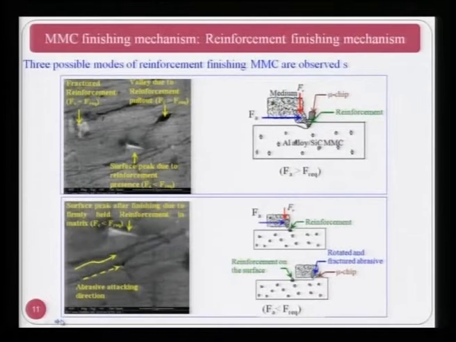There are three possible modes of reinforcement finishing of metal matrix composites that are observed during the finishing operation, and they are shown here with the help of schematic diagrams. You can see here that Fa is greater than the required force, and you can see clearly that material is being removed in the form of the microchip shown over here. The same Fr and Fa forces are acting, and the reinforcement is also taken out. This is the aluminum alloy silicon carbide metal matrix composite.